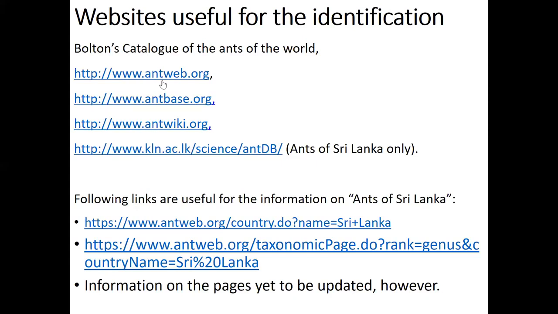So visit that website and see what you can do there. And then www.antbase.org. This is also very useful for Asian ants. This will provide you keys and again images of ants identified. This one we prepared under my supervision.